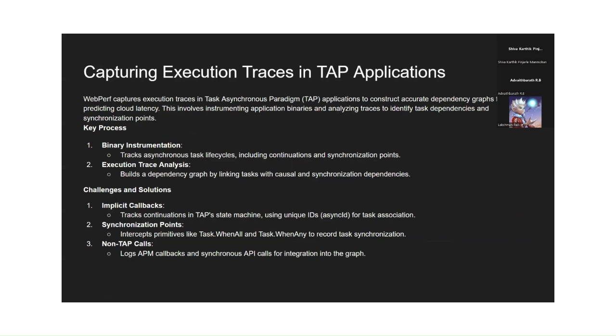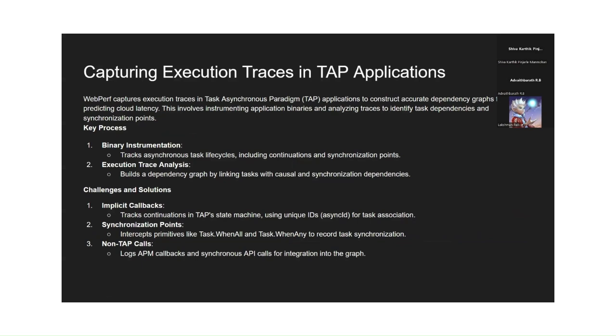This involves binary instrumentation. WebPerf tracks the entire life cycle of asynchronous tasks, including what happens after an await and how tasks are synchronized. It does this by instrumenting the application's binary code. And coming to the execution trace analysis, it uses the traces to create a dependency graph, linking tasks based on their causal relationships and synchronization points.